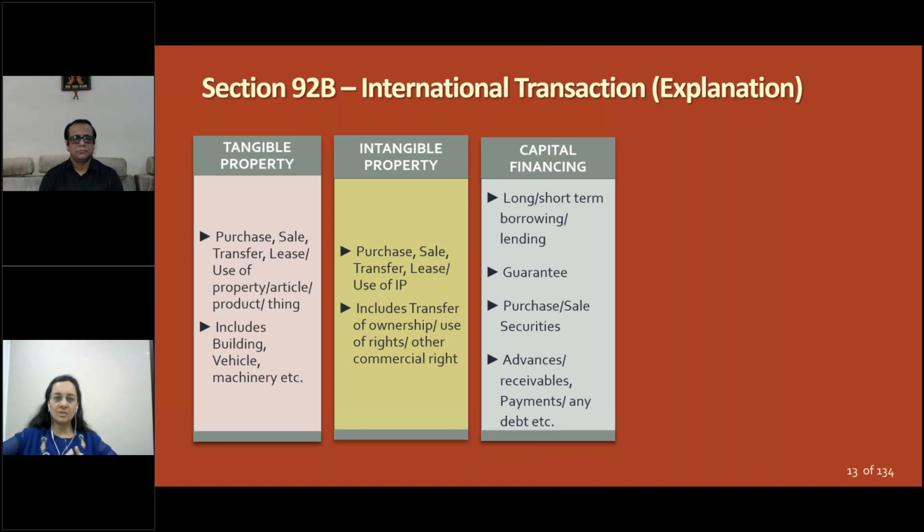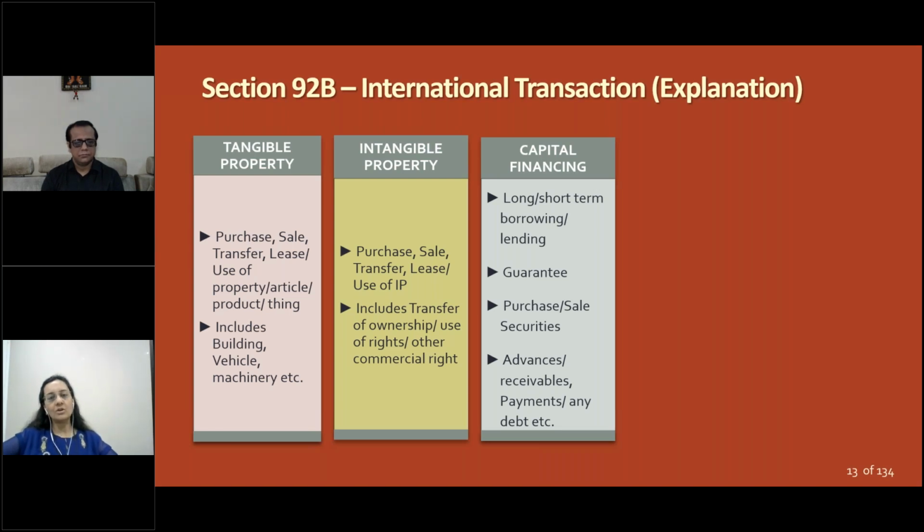Even though the judgment is there, the CBDT circular is there, again there is no amendment in the law and there is no amendment in the disclosure requirements under the 3CEB. So till such thing happens, my personal view is that these transactions of issuance of equity shares or transfer of equity shares must also be reported. Any advances, receivables, payments, any debt, deferred payments should also be reported.